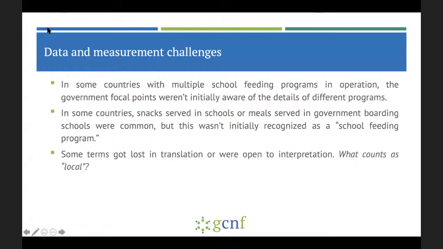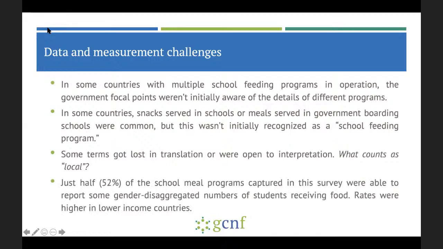This was a global survey administered to every country in the world, or outreach was made to every country in the world, and it was translated into 7 languages. However, some terms did get lost in translation or were open to interpretation.